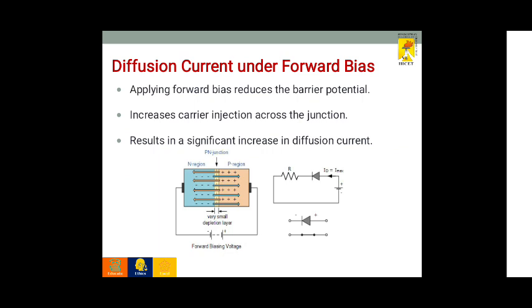Diffusion current under forward bias. When forward biased, the P side is positive and the N side is negative, and the diffusion current increases because the applied voltage reduces the potential barrier, allowing more carriers to cross through it. So we connect one PN junction diode with a resistor. It may be a current limiting resistor, or it may be considered as a load resistor. This results in a significant increase in diffusion current.